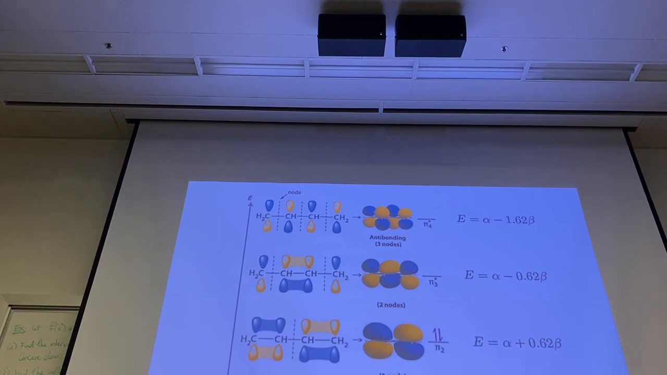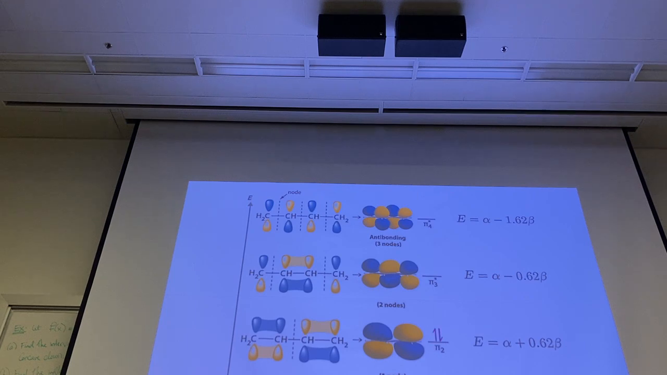So basically, this is the maximum number of nodes. We don't have any more nodes to disseminate in this system, and therefore that's the most anti-bonding orbital that we can generate within this framework. So we go from maximum constructive interference to maximum destructive interference on top.